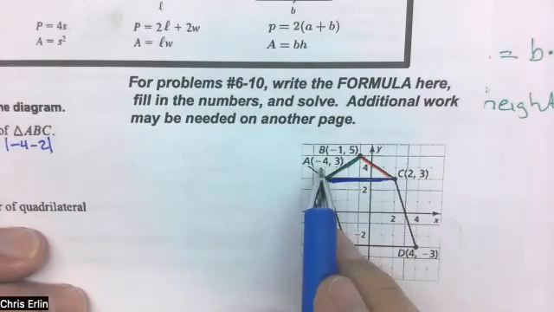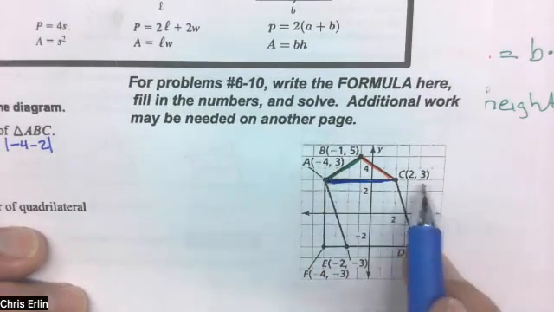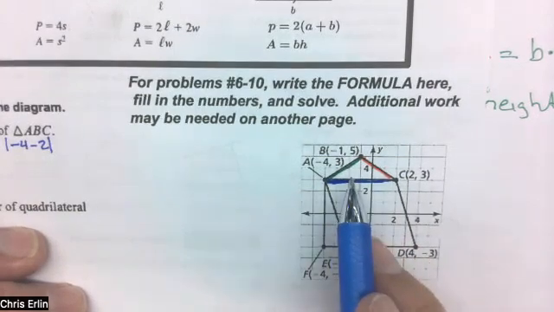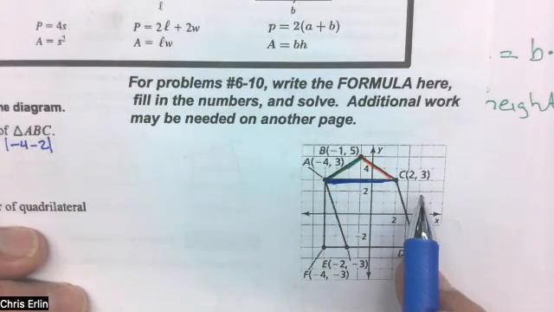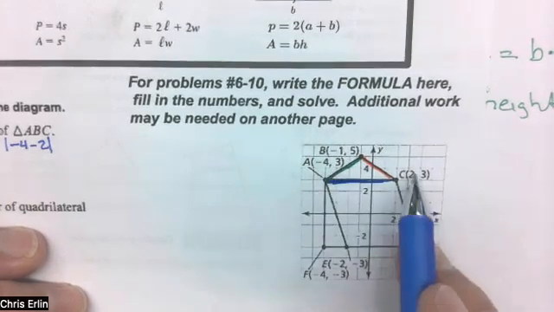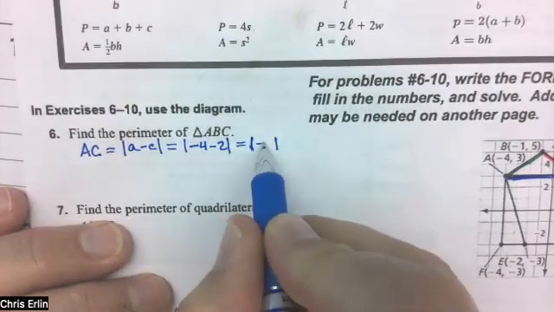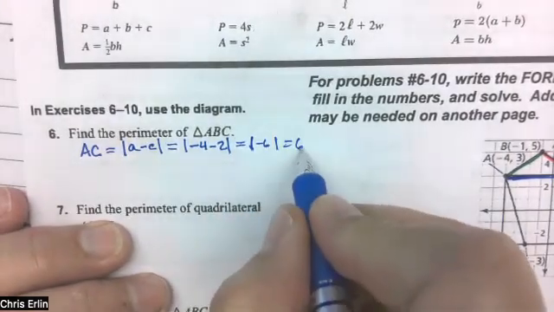Why did I choose the X's and not the Y's? Because the Y's are the same, right? That's the whole point, is with the Y's the same, all I care about is the X's. So this becomes the absolute value of -6, which is 6.